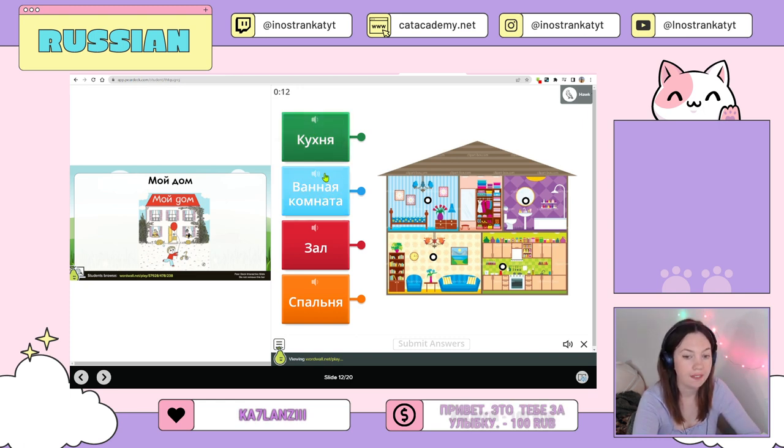Ванная комната. Зал. Спальня. So you see, we have these four dots, and we have to connect these four words to each of the rooms. So first one is Кухня.